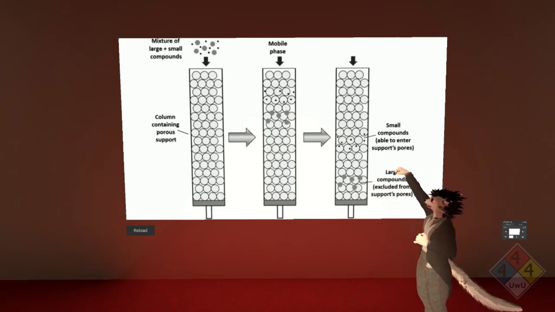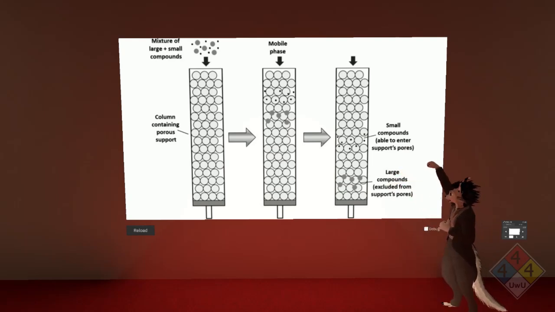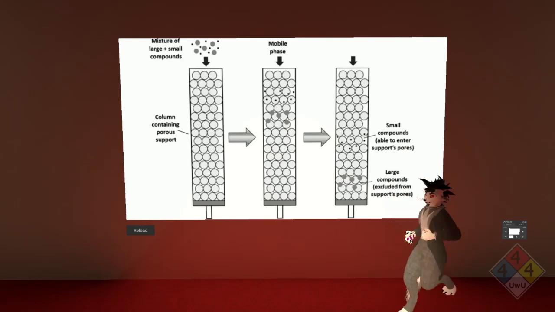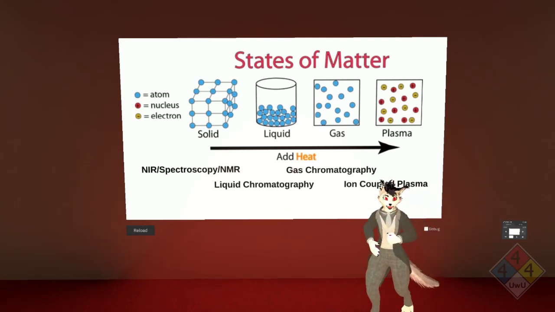So in this picture, the complex mixture is the big dots and small dots. The small dots interact with the porous material more than the big dots, so the big dots go through this column faster than the small dots, right? And you'll see this principle replicated in most of these instruments. The other one is, of course, mass spectrometers.